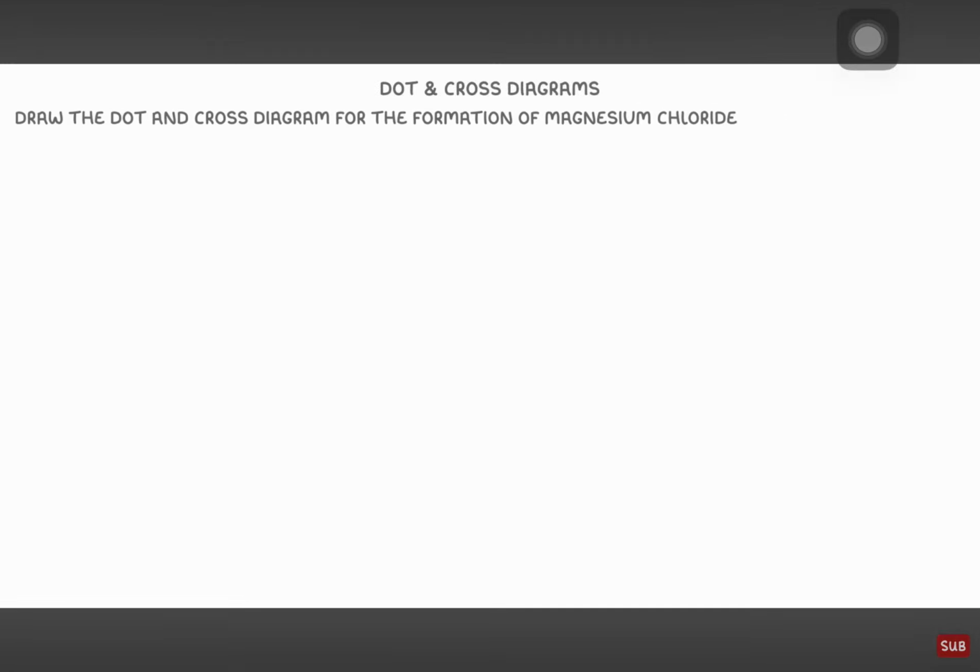Let's consider a harder example. Draw the dot and cross diagram for the formation of magnesium chloride, MgCl2. Only draw the outermost shells. Now this time, we can see that we have 3 atoms in the compound, rather than 2. To start, let's draw out our reactants.